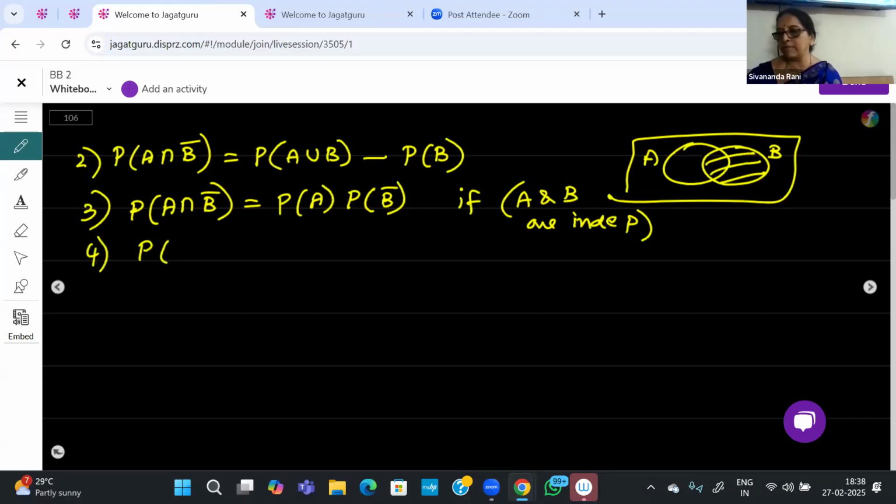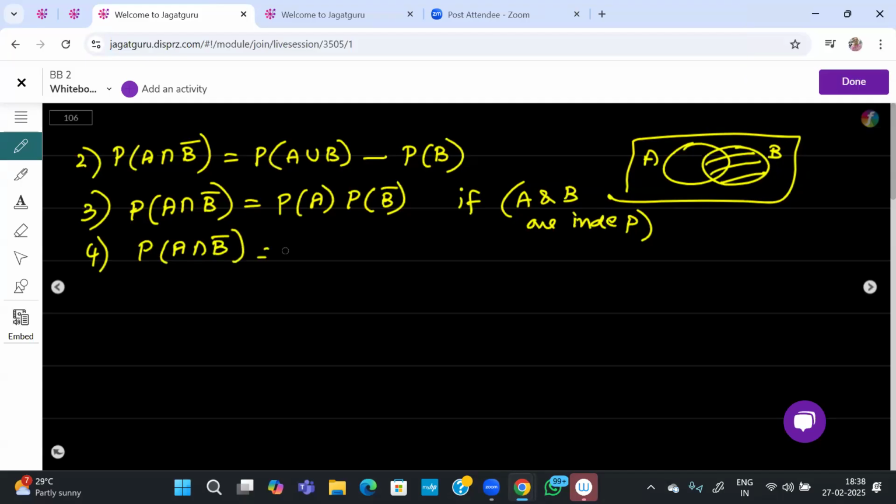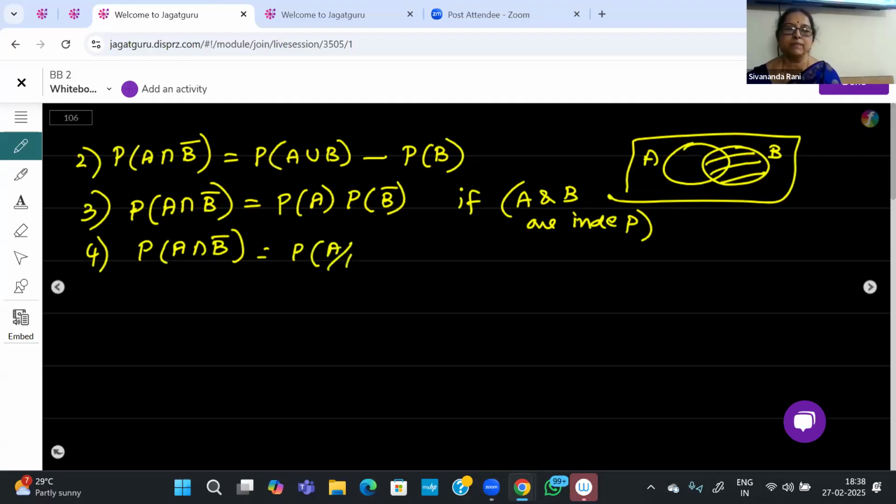Is there any other way? I'm just interested in finding out if we can think of any other way of finding this. P of A bar B into P of B bar. Very good. Who said that? Subhitra. Excellent. She is using the multiplication theorem. She used it in one way. Of course, we can also use it in some other way, depending upon what we are looking at.